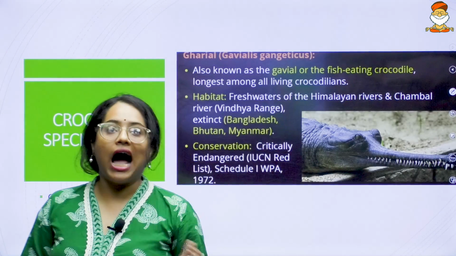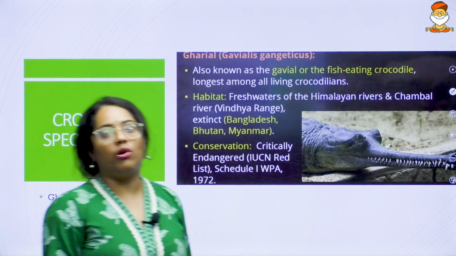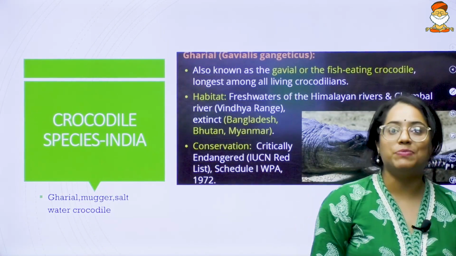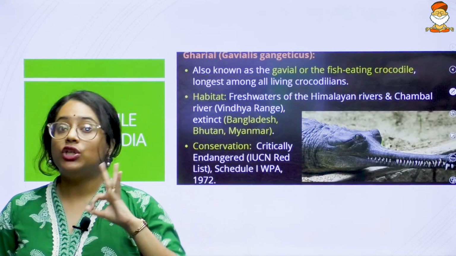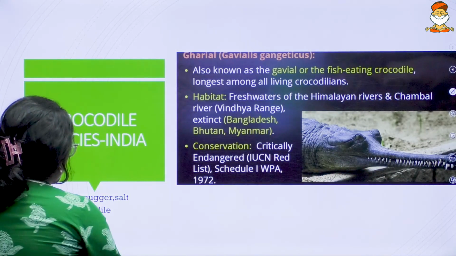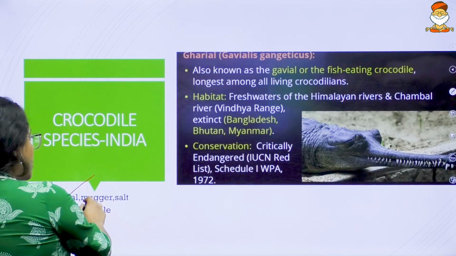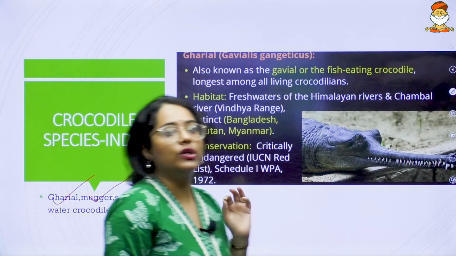Next species is about the crocodile population in India, the crocodile species in India. Primarily, India houses three major types of crocodile species: your gharial, the mugger, and the saltwater crocodile.